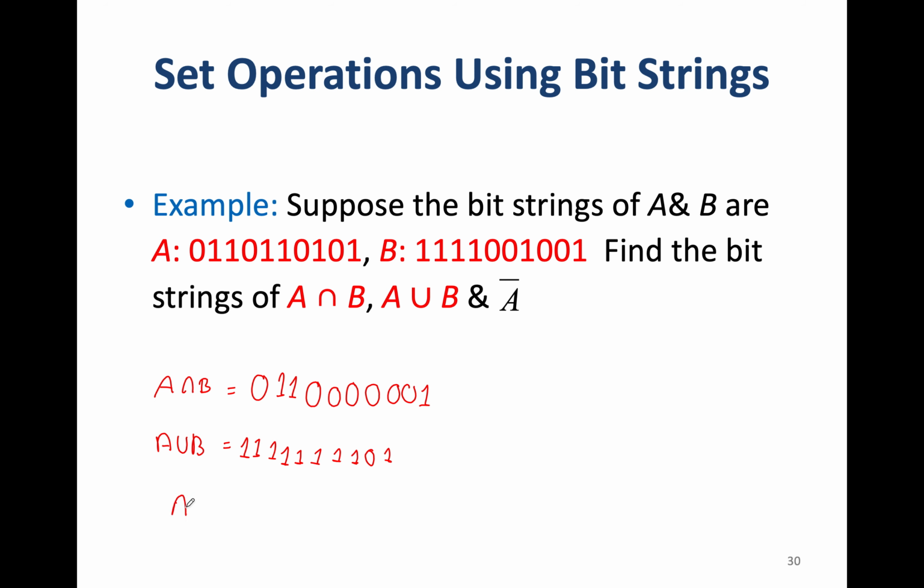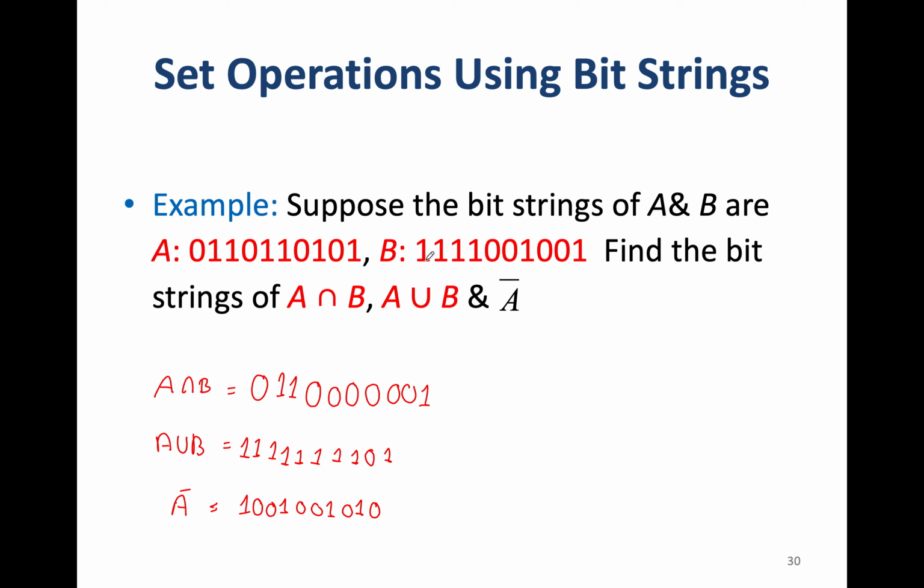For a complement, it will be the opposite. So when I have 0, I write 1. When we have 1, we write 0. So this will be 1, 0, 0, 1, 0, 0, 1, 0, 1, 0. The opposite. Alright, just to make sure that this is right, let's do it again.